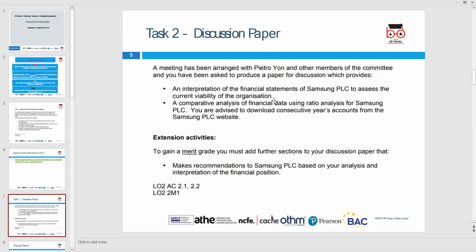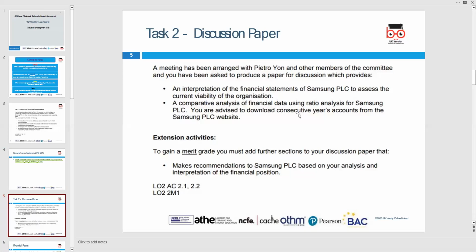Okay, now this says a ratio analysis. You want to compare analysis of financial data, i.e. you use the ratio analysis. We looked at the ratio analysis like liquidity ratio and profitability ratio, financial ratio. We've been talking about it the last time.